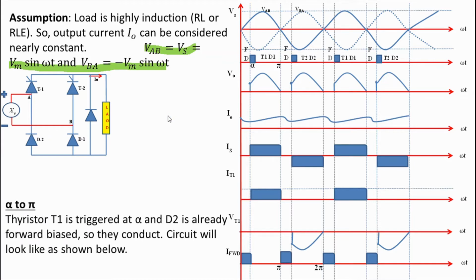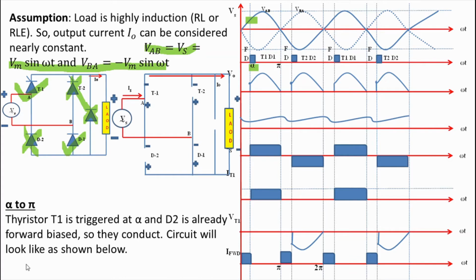First see the operation from alpha to pi. Here the freewheeling diode is reverse biased due to the polarity of voltage VAB. At omega t equals alpha, VAB is positive, so T1 and D1 are forward biased. When T1 is triggered at omega t equals alpha, T1 gets short circuited while D1 is already on. So T1 and D1 act as shorted, while reverse biased D2 and T2 act as open circuit. The circuit will look like this, in which current will flow through Vs, T1, load and D1.